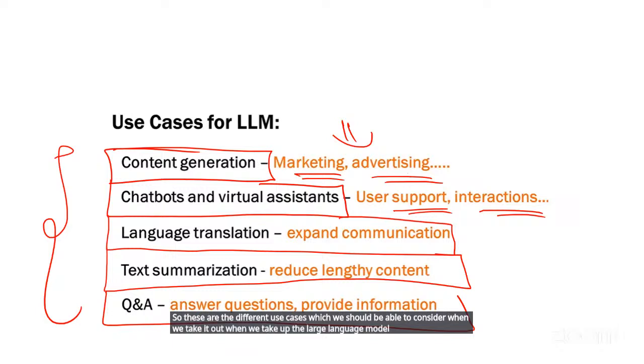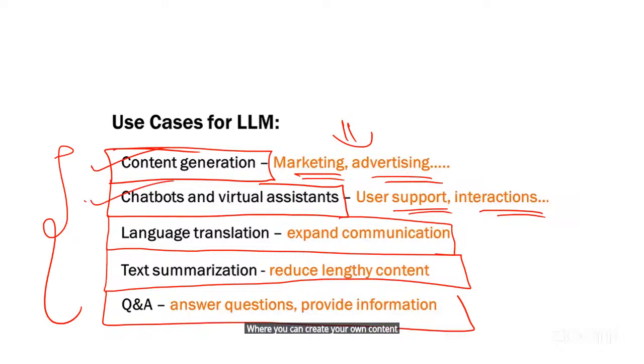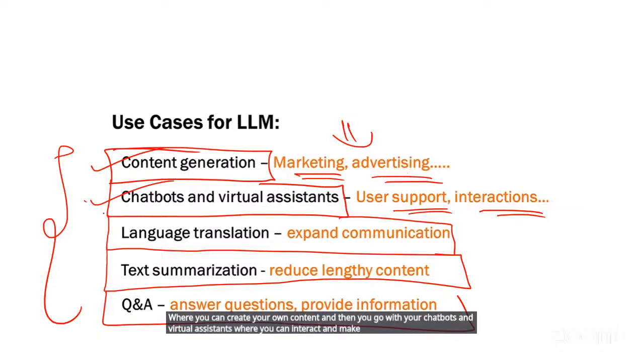Okay, so this is how you see that your entire content is being presented, where you start with your content generation, where you can create your own content. Then you go with your chatbots and virtual assistants, where you can interact and make things much easier. And then you can translate your language and expand all your communication, so that you can talk in any of the languages. Even if you're not comfortable, your Gen AI will make it simple.